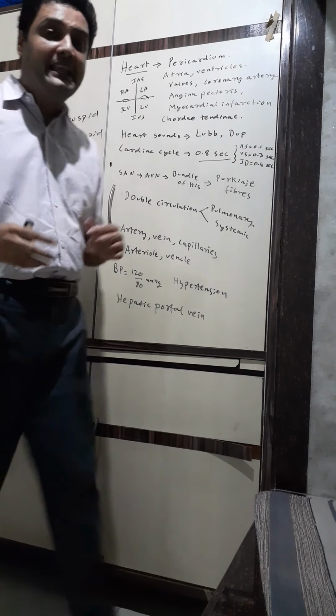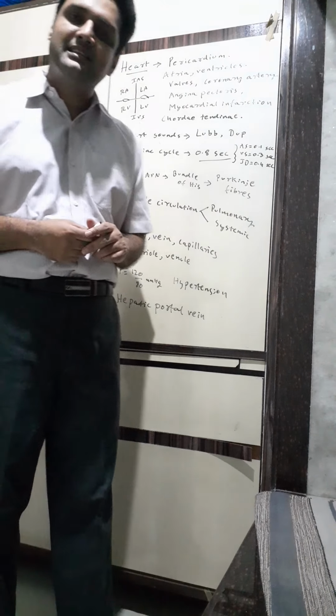From the left ventricle, you need a big artery to carry it to different parts of the body. Which is that big artery? The name of that artery is aorta.